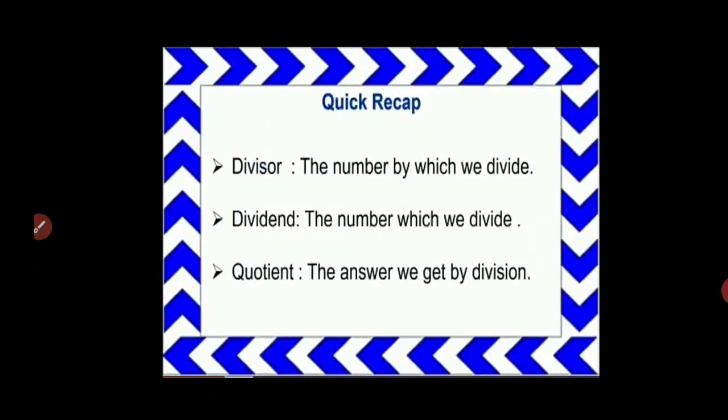Divisor. Divisor is the number by which we divide. Dividend, the number which we divide. And the quotient is the answer that we get after the division. And what is the remainder? The leftover is called the remainder.